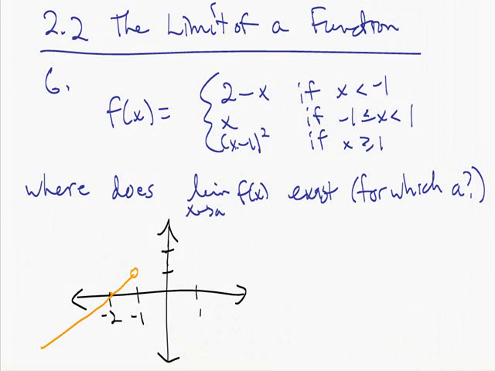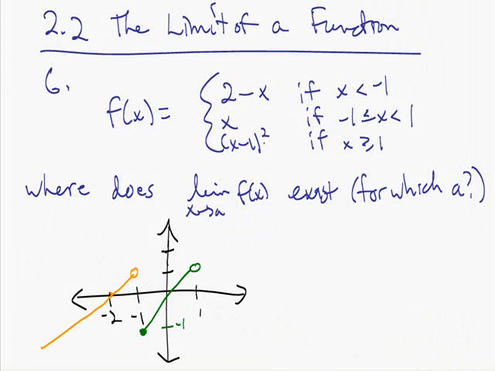Now how about this middle section if x is between negative 1 and 1, including negative 1 but not including 1? Well, it's just the line y equals x here. The line y equals x, of course, just looks like that. Now we have a hole here at, let's see, we're defined at negative 1 to be x. So f of negative 1 is going to be negative 1. But we have a hole right here.